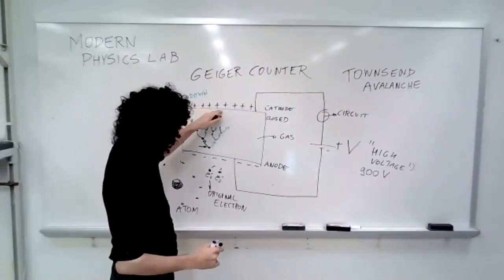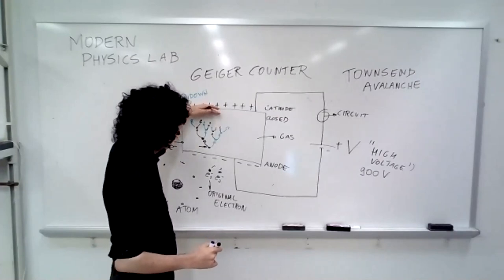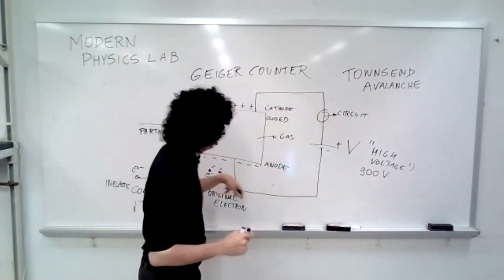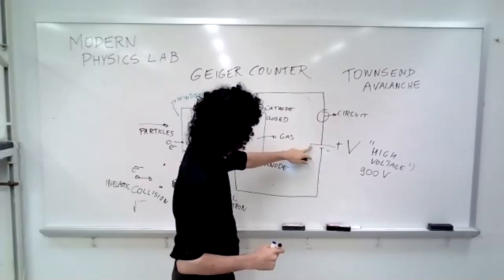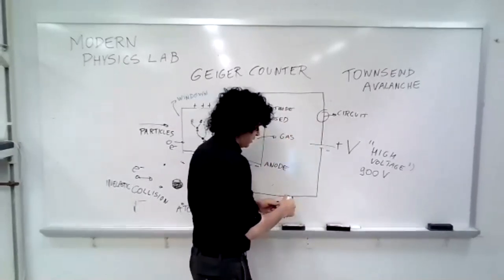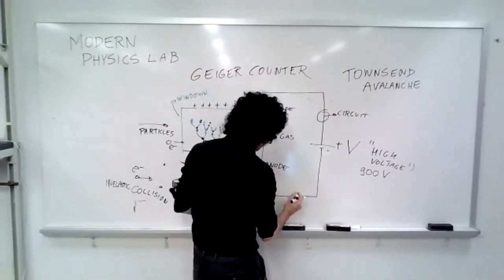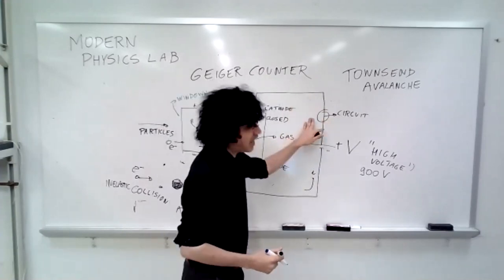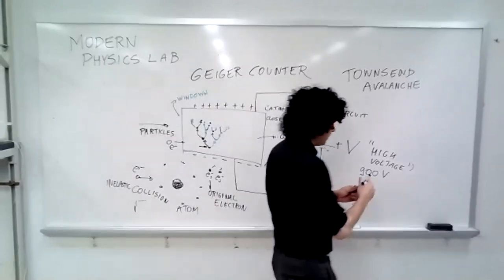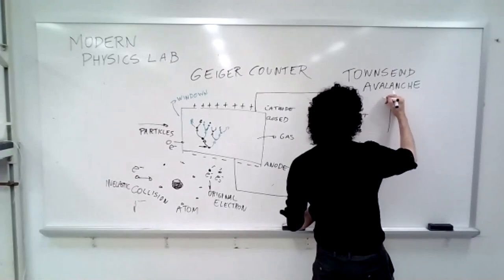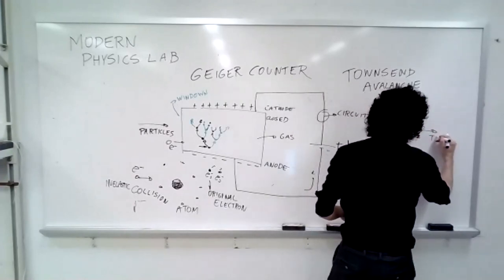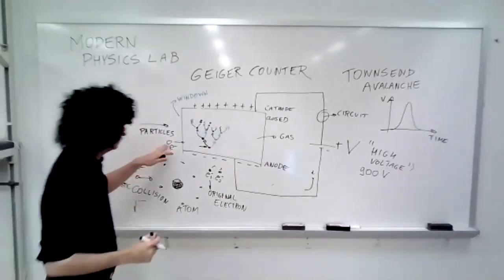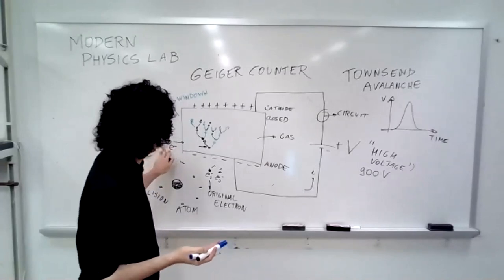So the electrons will reach the cathode via this process, the Townsend avalanche, and the current will be established. The electrons will move to this potential here, and you can pick up the current. The current is in the other way, by convention, right? That means that the electrons move the other way, and then you can pick up the signal in the circuit. So this appears as a pulse in time. If this is the voltage in your circuit as a function of time, this will appear as a pulse. And then you can detect a single particle.